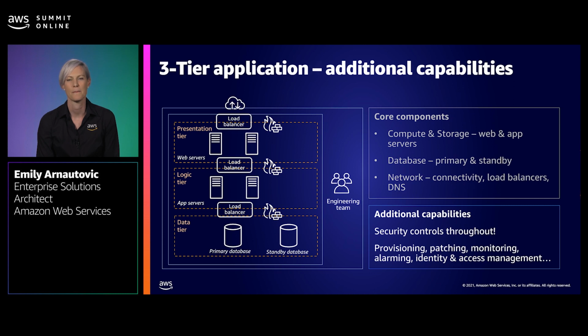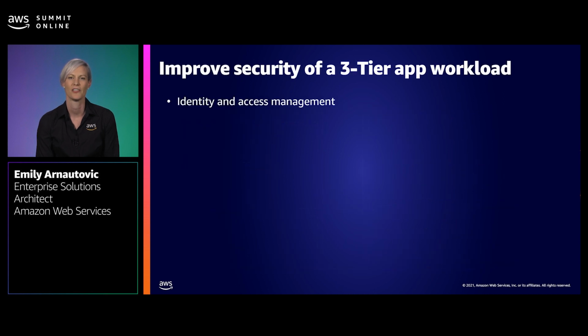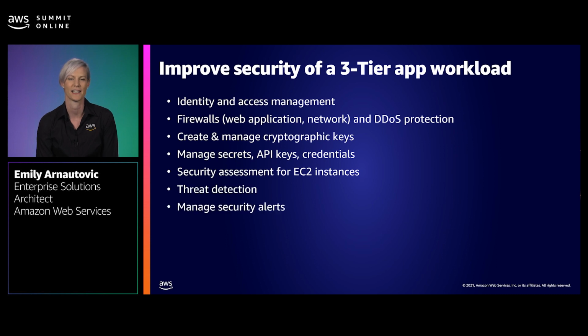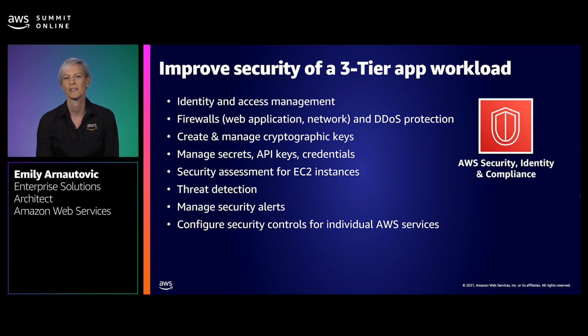For a 3-tier app, just like many other workloads you run in AWS, you'll need to consider identity and access management. You'll need to consider web application firewalls and DDoS protection. You'll need a solution for creating and managing crypto keys, secrets, and other credentials. You'll need a way to continuously assess your virtual instances for vulnerabilities and a way to detect security threats, and then manage and respond to any security alerts. You'll also need to configure security for each AWS service that you use. Luckily, like Nikki, you can make use of native AWS security, identity, and compliance services. Additionally, for each AWS service, there are security recommendations available.